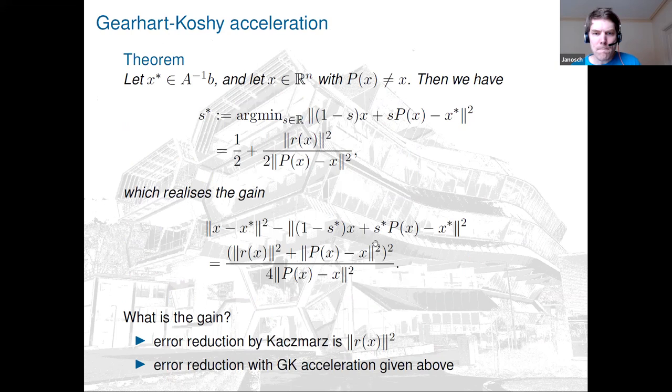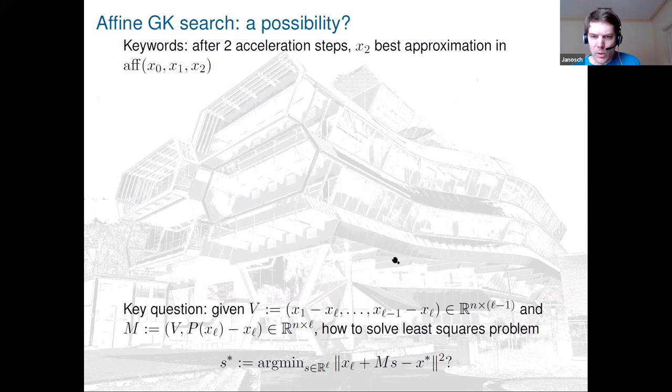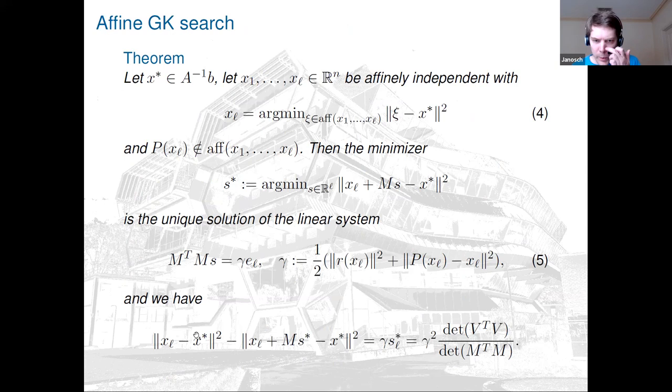So the gain here by Gerhard-Koshy is this one, but it's very hard to compare now. This here is the gain when I have an L-dimensional affine space. How can I explain that well? Basically, what you can say is if you have two steps of the Kaczmarz method, cyclic projections that are going in a similar direction.